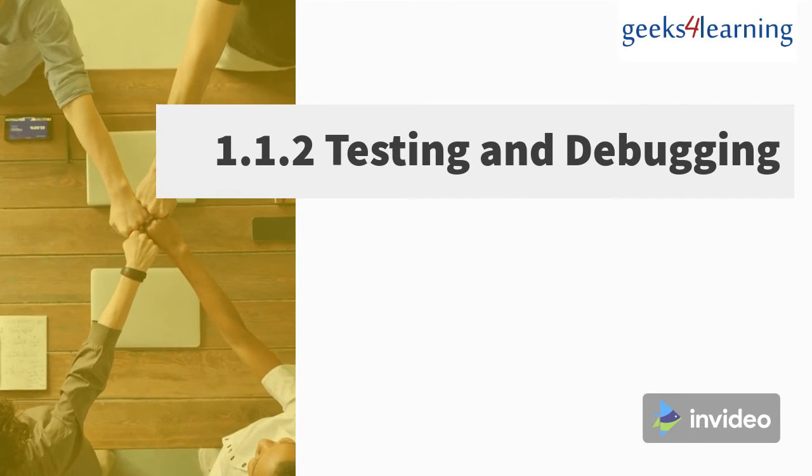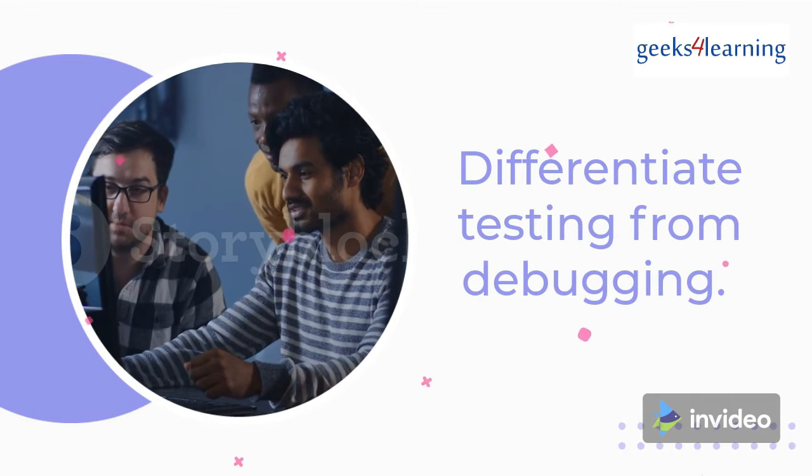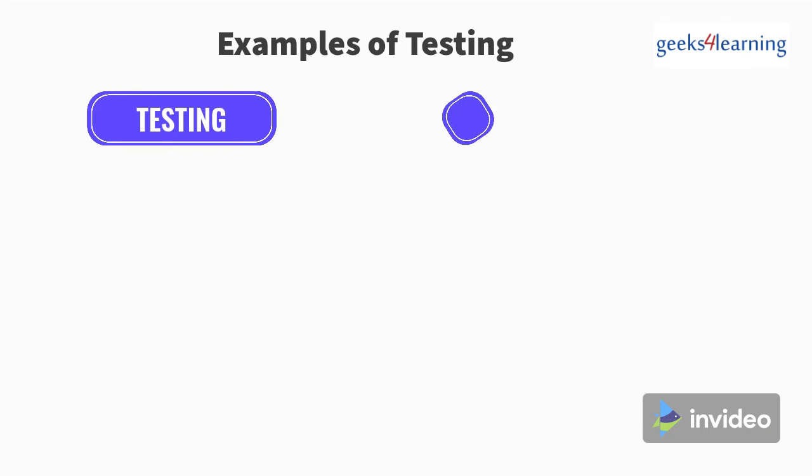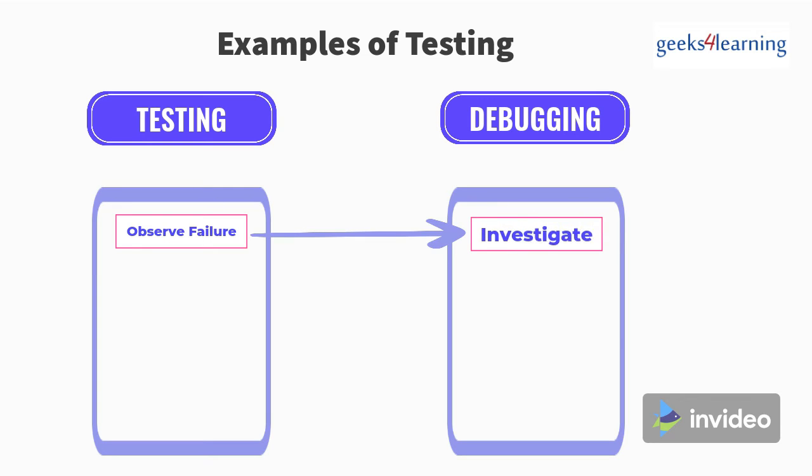Testing and debugging. Differentiate testing from debugging. Testing and debugging are different. Executing tests can show failures that are caused by defects in the software. Debugging is the development activity that finds, analyzes, and fixes such defects. Subsequent confirmation testing checks whether the fixes resolve the defects.